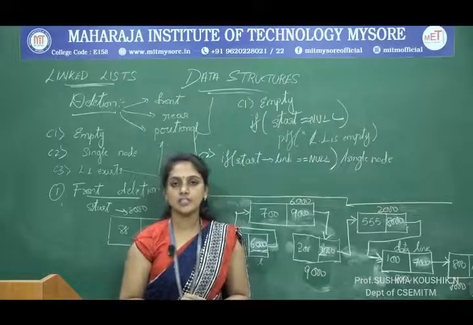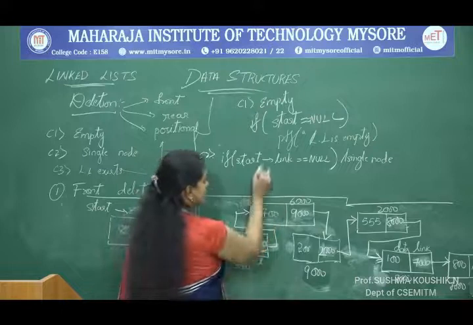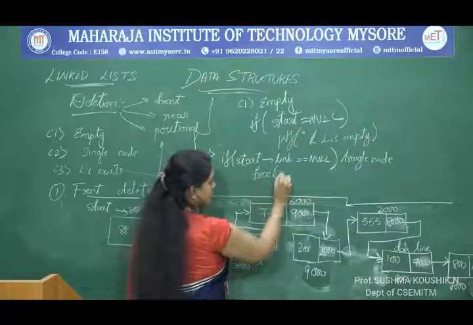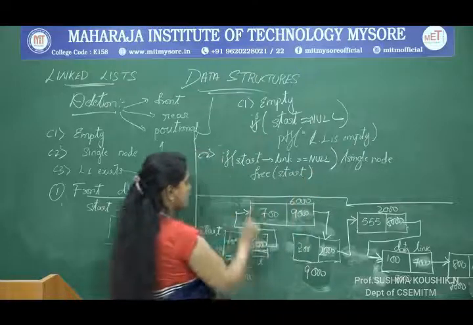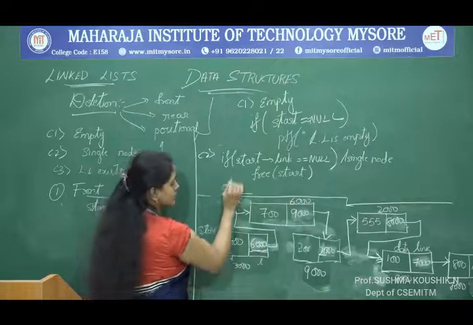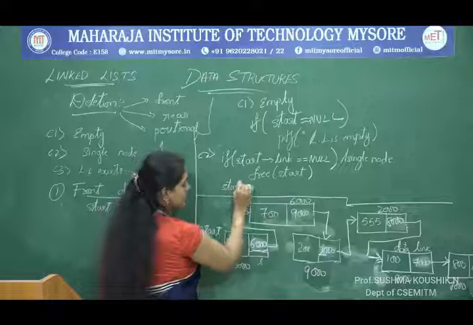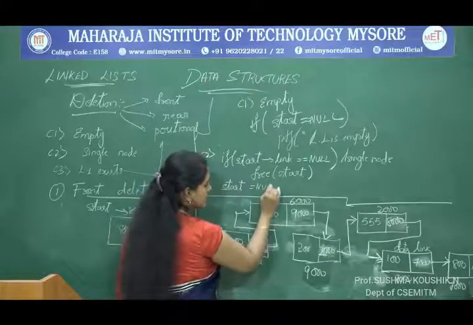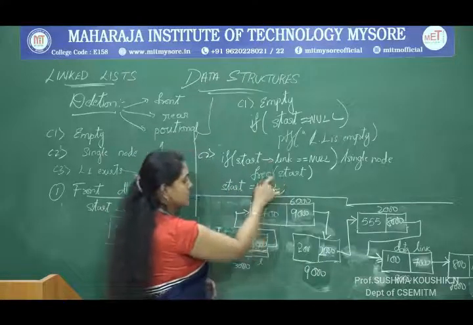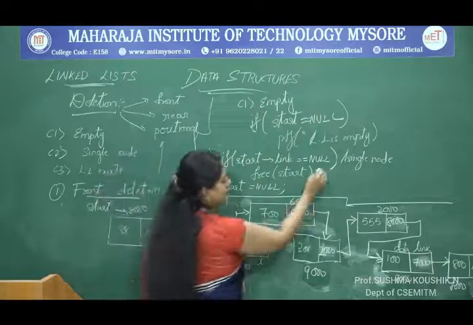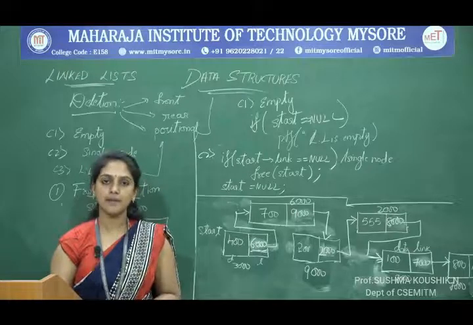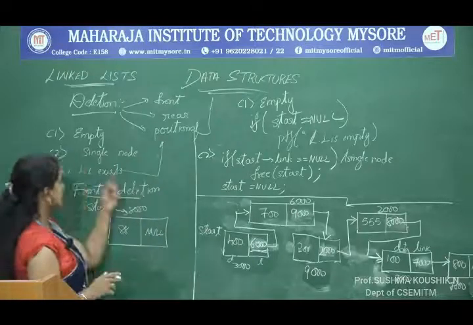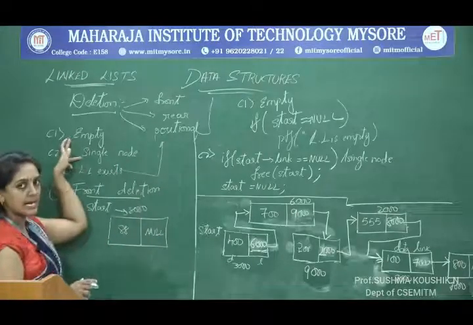So what is the function to delete a node? I can just free start. So we are just freeing that particular pointer. Coming out of that, you just assign start is equal to null. We are taking care that going ahead, when the single node is there and I have deleted that particular node, the linked list has become empty. So with this, the first 2 cases are already handled.